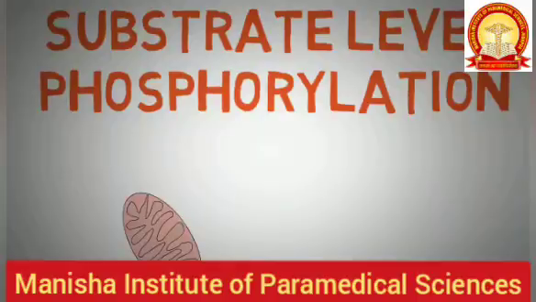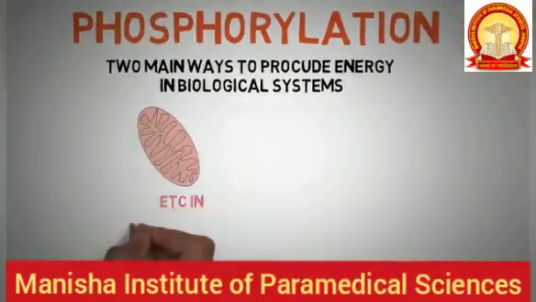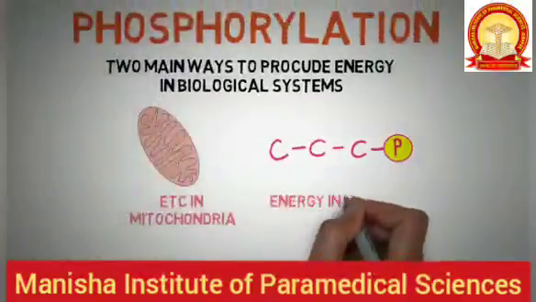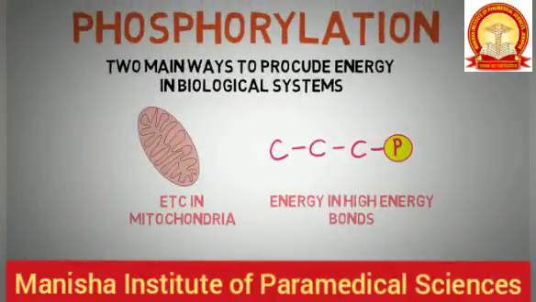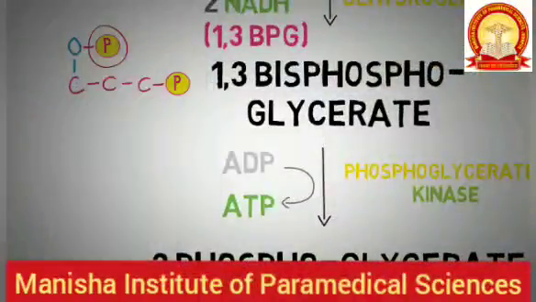Ways to produce ATP in the body: through ionic gradients that happen in the electron transport chain in the mitochondria, or by using the energy present in the high energy bonds of different substrates, which is known as substrate level phosphorylation. In the conversion of 1,3-bisphosphoglycerate to 3-phosphoglycerate, the high energy bond between carbon number 1 and the phosphate group is broken, and that energy is used to convert ADP into an ATP, which is an example of substrate level phosphorylation.